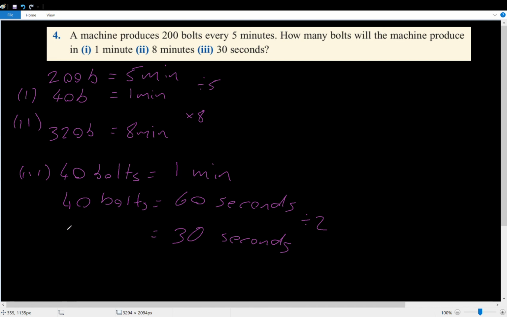And if we divide 40 bolts by 2, we get 20 bolts. And that is that.